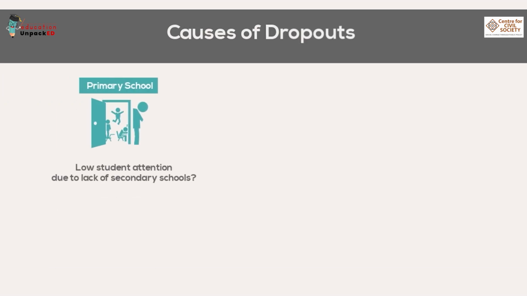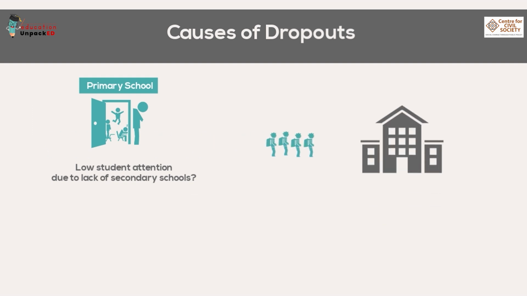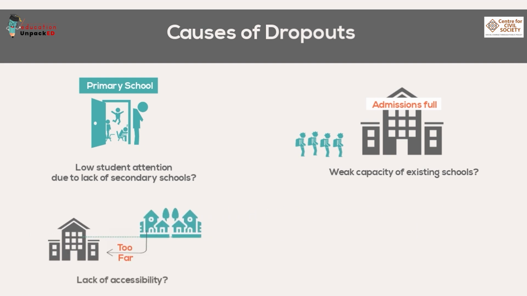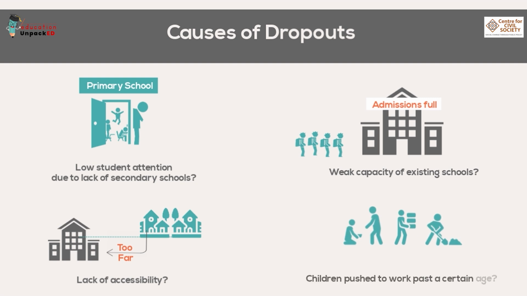Once we know there's a problem at hand, we look at its causes. Is student retention in schools low because there are not enough secondary schools? Or that existing schools have weak capacity, or that they are not accessible, physically or otherwise? Is it that high poverty pushes children to work past a certain age in a region or community? Are there any other factors?